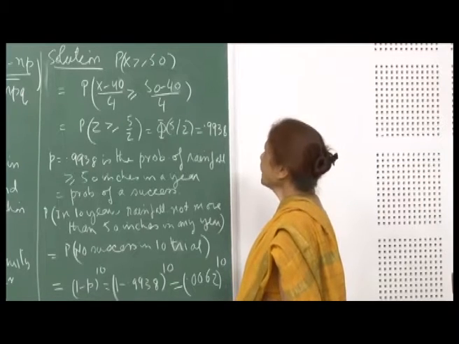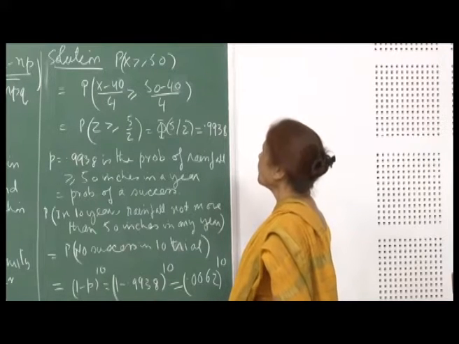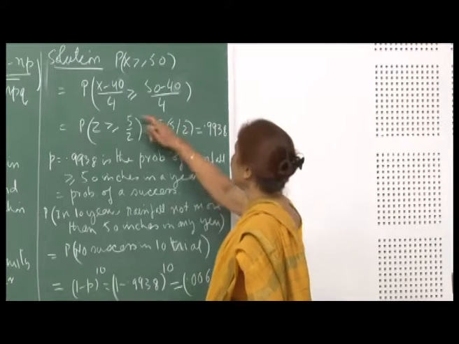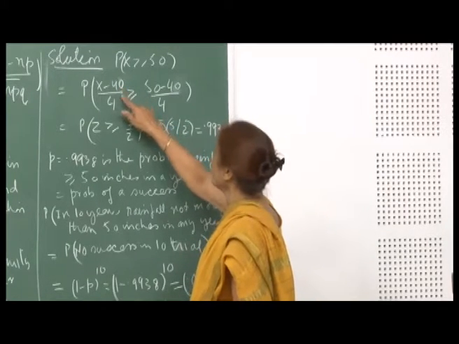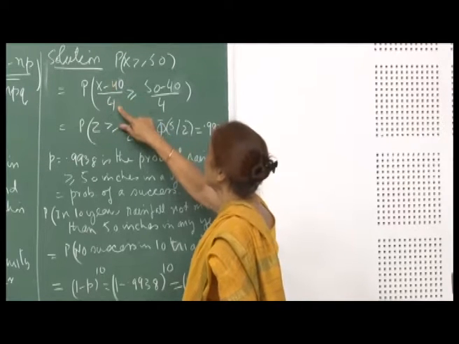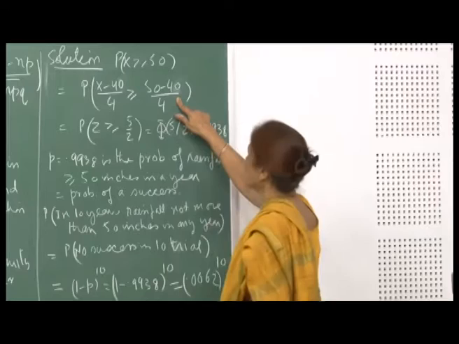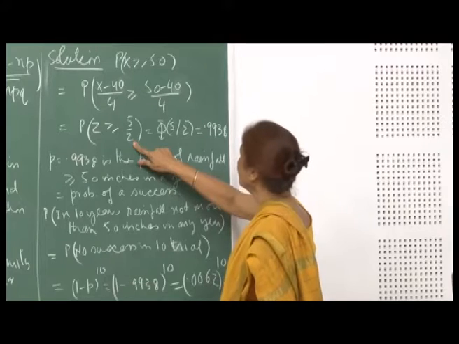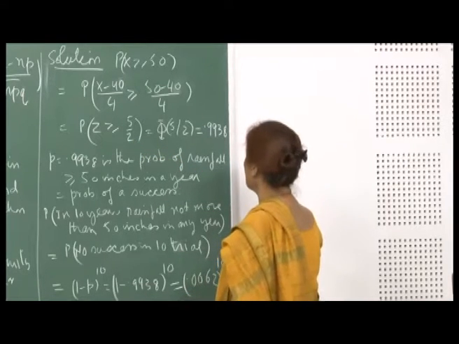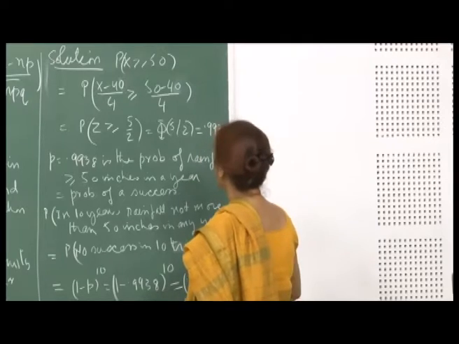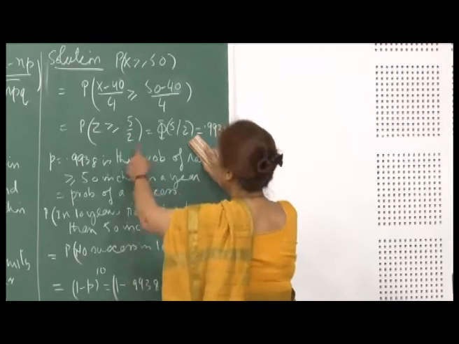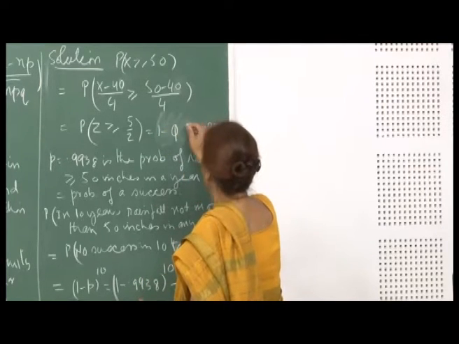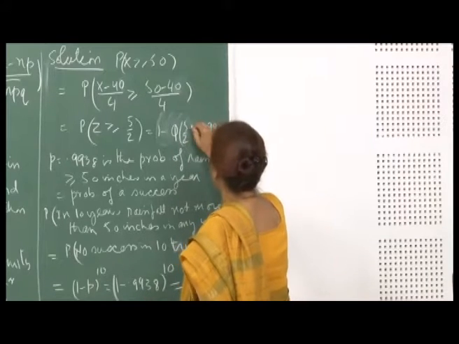To compute the probability X greater than or equal to 50, I will do the same trick, reduce this probability in terms of a standard normal variate. Since mean rainfall was 40 inches, so X minus 40, standard deviation was 4. So, this now reduces to a standard normal variate. Therefore, the required probability is the same as the probability Z greater than or equal to 5 by 2, which is 1 minus Φ of 5 by 2, right.